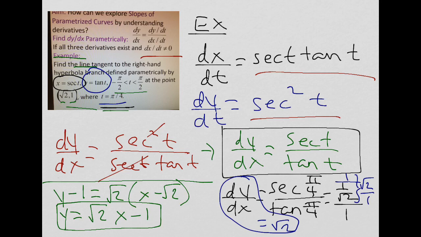We're all done, okay? And the key thing is to understand to take your time. Find dx over dt, find dy over dt, find dy over dx, okay? Substitute. Okay, be careful when you're substituting. If you say 1 over cosine, make sure you write 1 over cosine. And then just use the slope and your point slope form to get your line. All right, good luck.